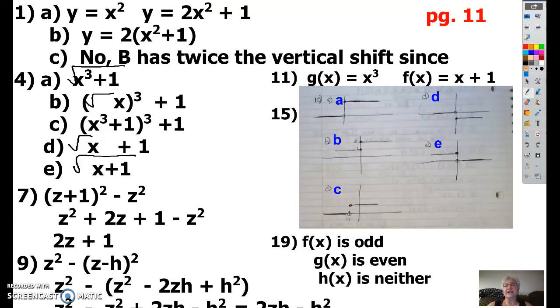Hi class, this is our second lesson in symmetry, lesson 1.9b, and what you're seeing right now is the answers to Tuesday's homework on page 11 in the packet.